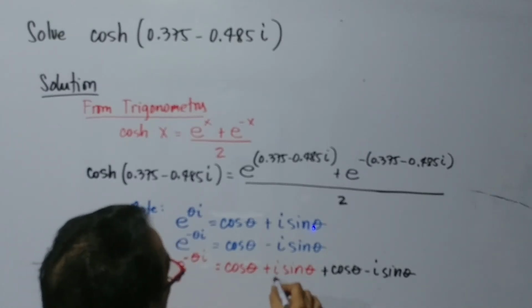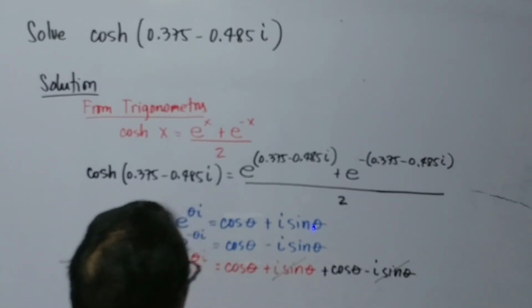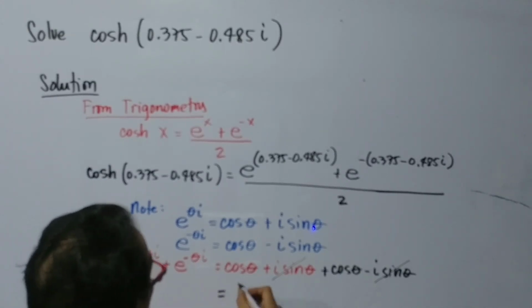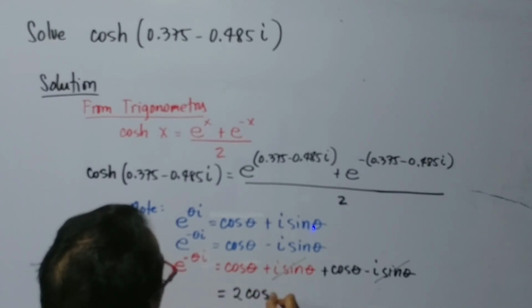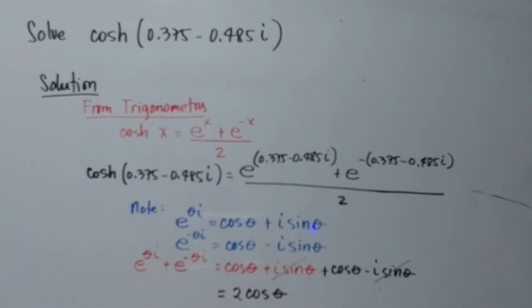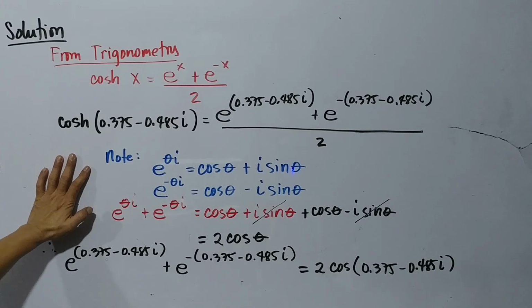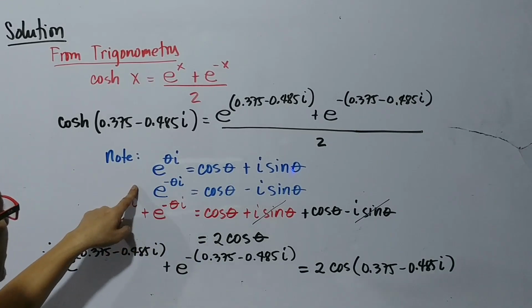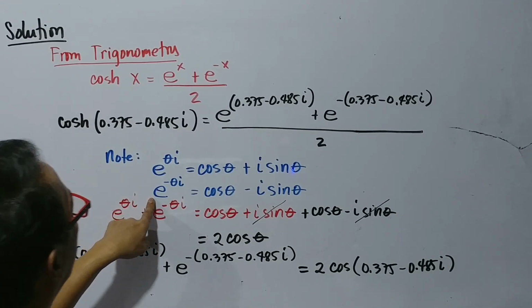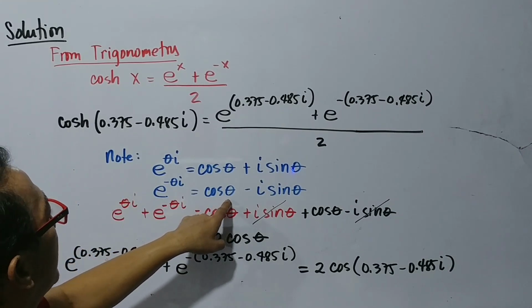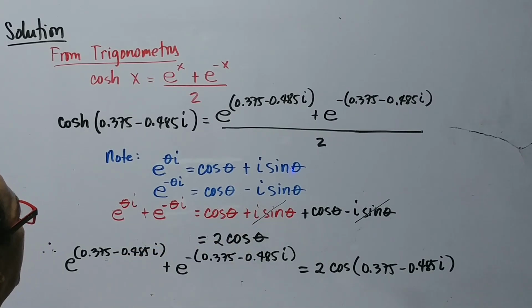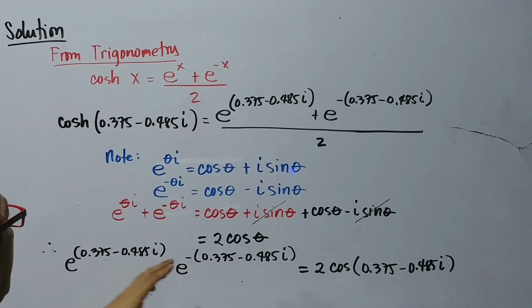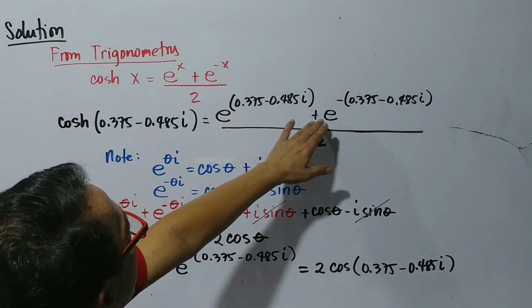So you cancel out this one. So we have now 2 cosine theta. Remember that e to the theta i is equal to cosine theta plus i sine theta, and e to the negative theta i is equal to cosine theta minus i sine theta. You add the two, so you have now 2 cosine theta. This now represents this one.